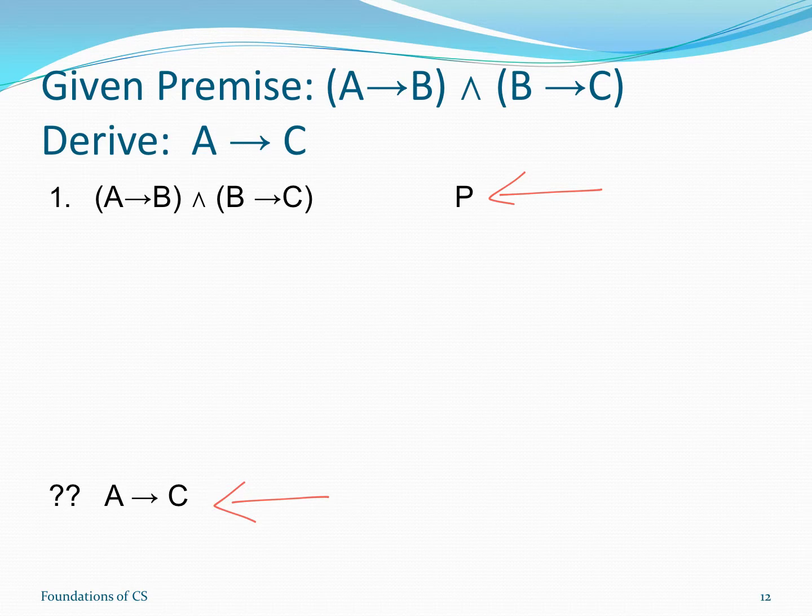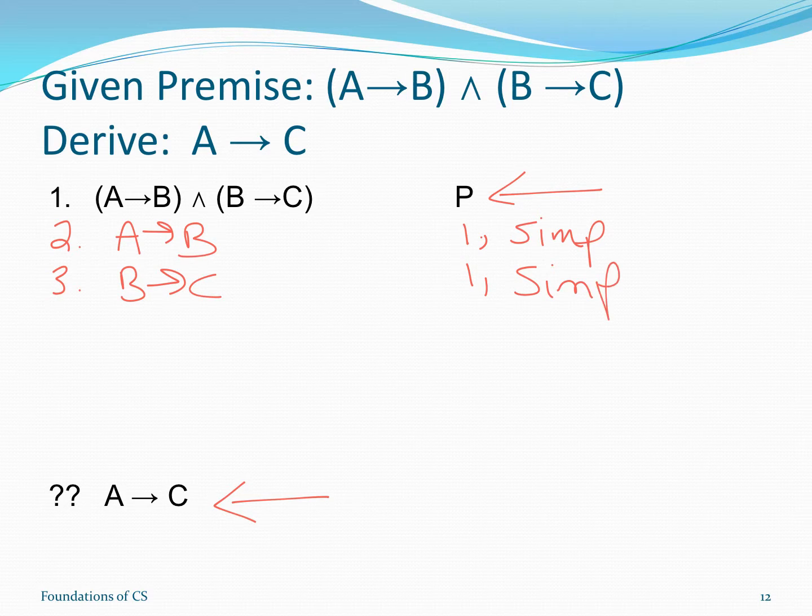And since our premise has an and in it, we can immediately say, well, even before we think about anything, I've got A implies B. That is from line 1 and simplification. I've got B implies C. That is from line 1 and simplification. And now we can actually look at this and see, where am I trying to get to? I'm trying to get to A implies C, okay?